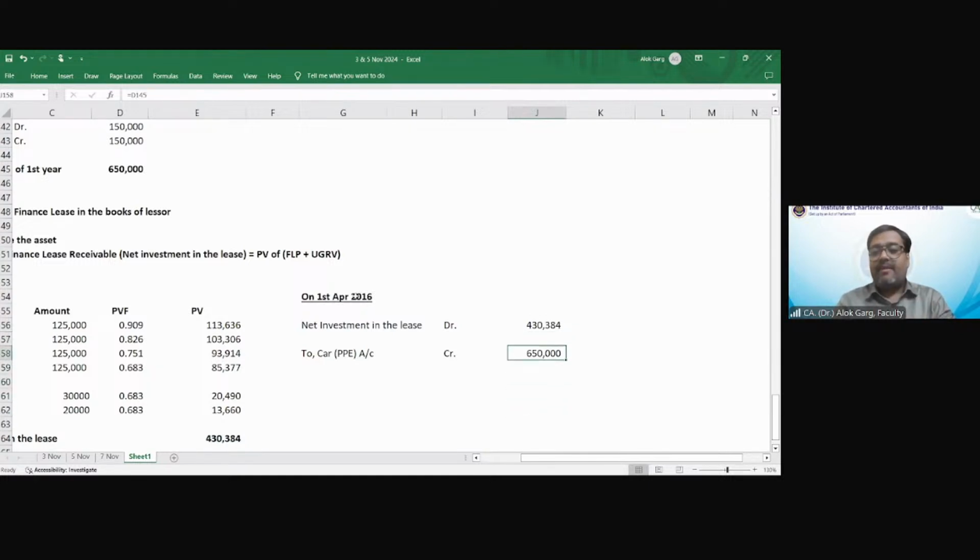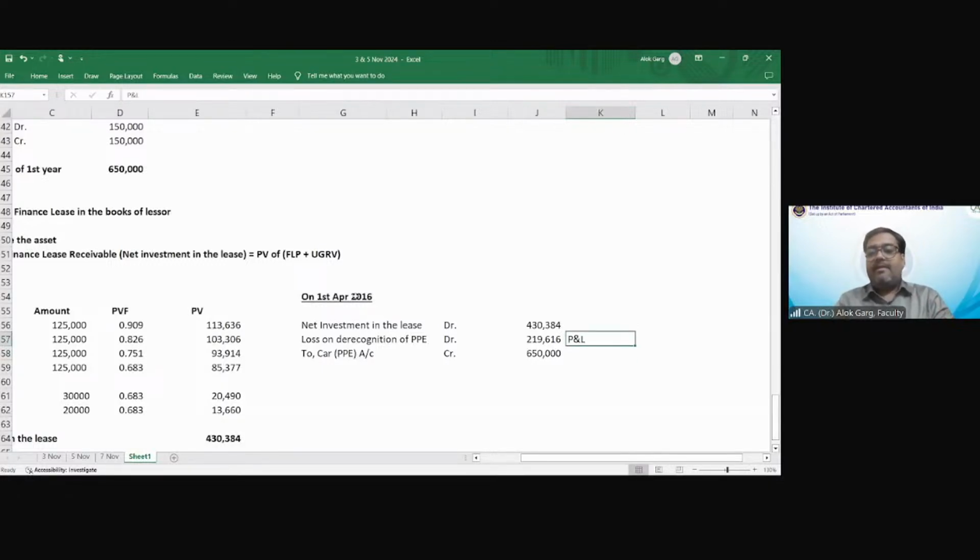Friends, the asset value was 650. Now I am replacing this 650 asset with 430 asset. Where will the difference go? P&L. Loss on derecognition. Derecognition of PPE debit. Right? This will go to P&L.